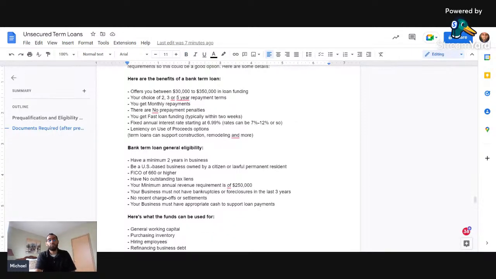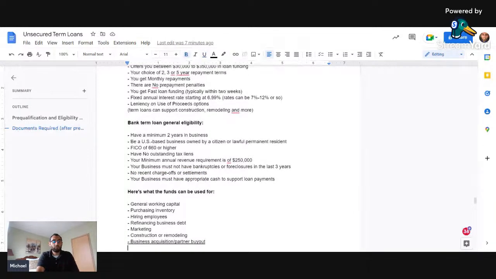Bank term loan general eligibility. Minimum of 2 years in business. Be a US-based business owner, a citizen or lawful permanent resident. 660 or higher FICO, as we're seeing here as a common trend. Have no outstanding tax liens. Your minimum annual revenue requirement is $250,000, so somewhat similar to the others. Your business must not have any bankruptcies, foreclosures, or, you will want to say, liens here in the last 3 years. No recent charge-offs or settlements. Your business must have appropriate cash flow, or cash, I should say, too, to support the loan payments.